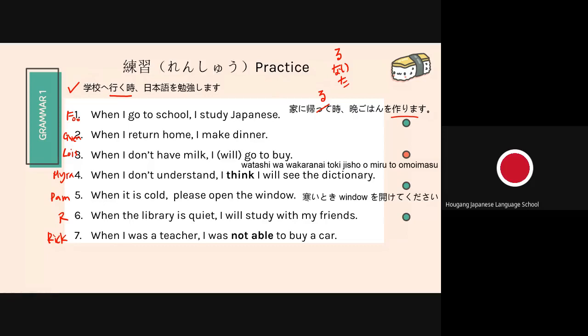That's why if you say uchi ni kaeru toki, I can understand you. I think everyone can understand. Okay, so vocab is still important. Yeah. Very good.